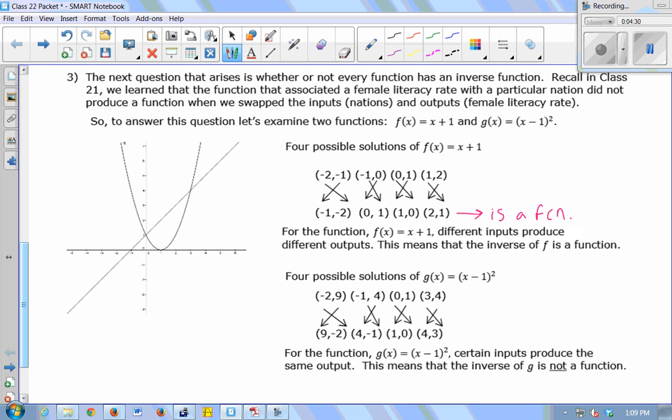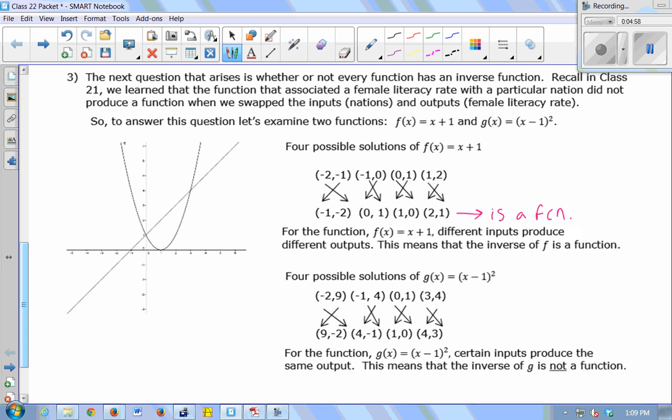But when I look at g, here's a function g, x minus 1 squared. These are just 4 points that are on the graph of g, and I got them randomly. I just plugged some x values into g and got the y values. So for example, negative 2. If I put negative 2 in here, I get negative 2 minus 1 is negative 3. Square it, you get 9. That means negative 2, 9 is on the graph. So these are 4 points on the graph of g.